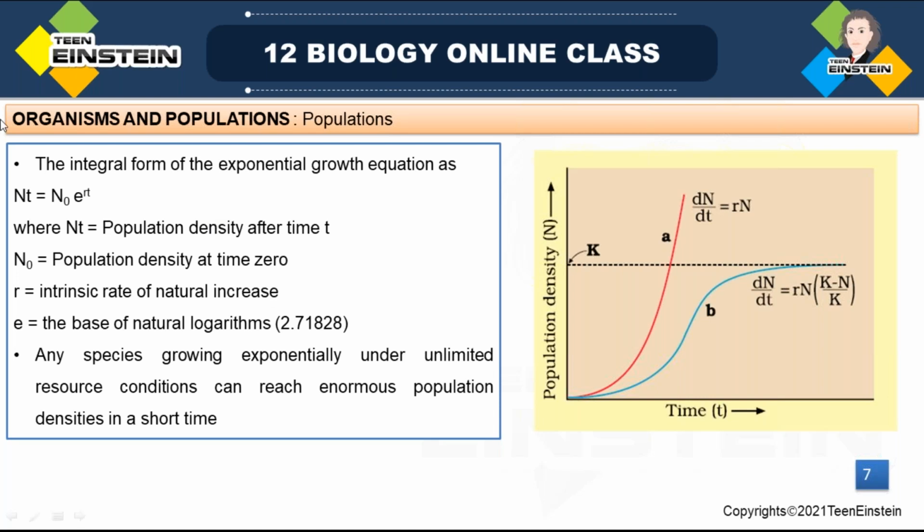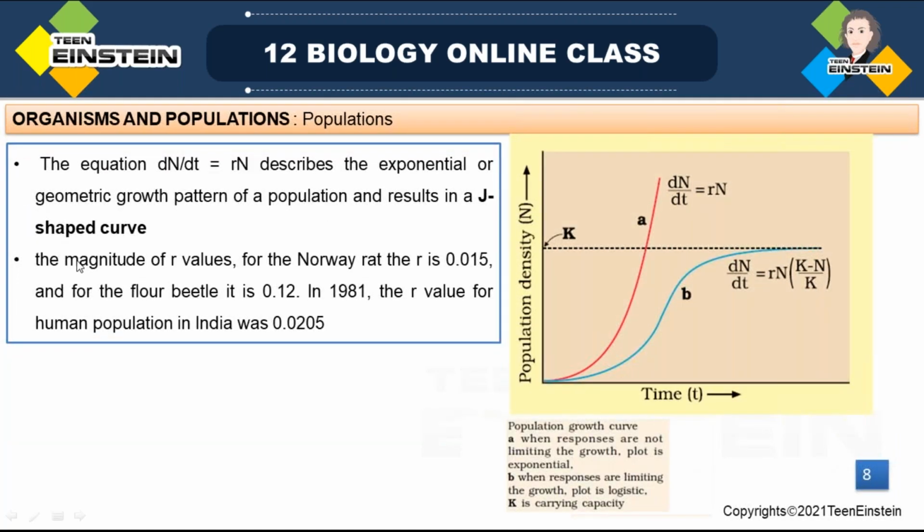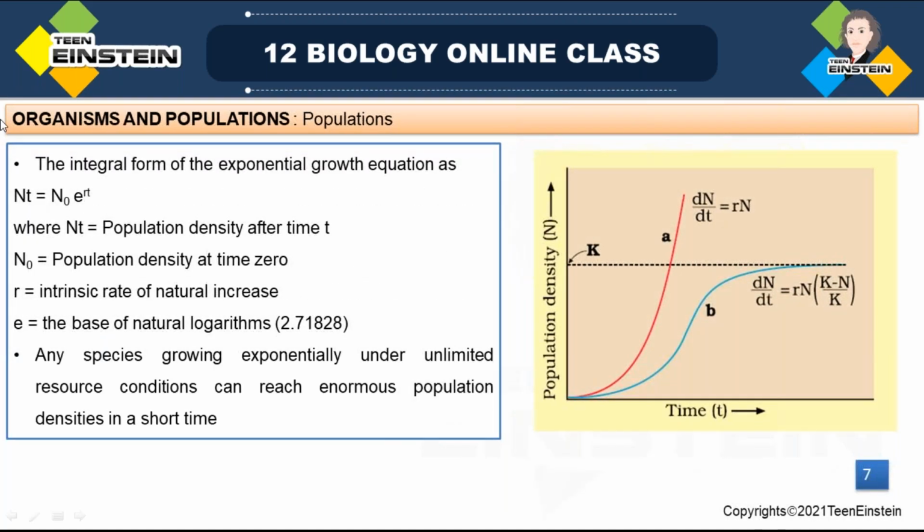Okay. And N0, what do you mean by N0? Nt is the population density after time t, and N0 shows the population density at time 0.